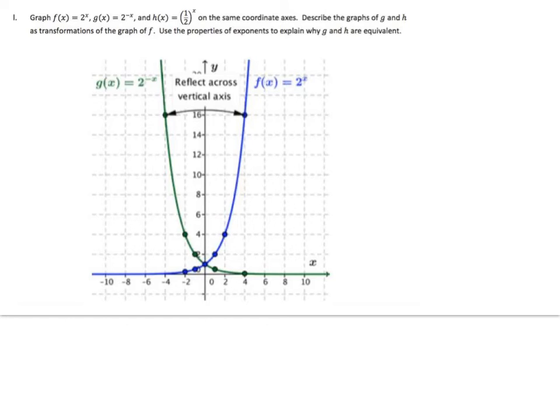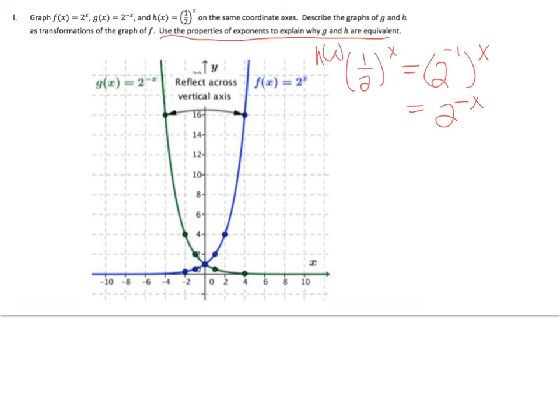Let's do this one first. Use the properties of exponents to explain why g and h are equivalent. If I look at 1/2 to the x, I can say that that would be 2 to the negative 1 to the x, which equals 2 to the negative x, correct? And that's the same as g. So h of x, I can change that into 2 to the negative x, which is the same as g of x. They are equivalent.